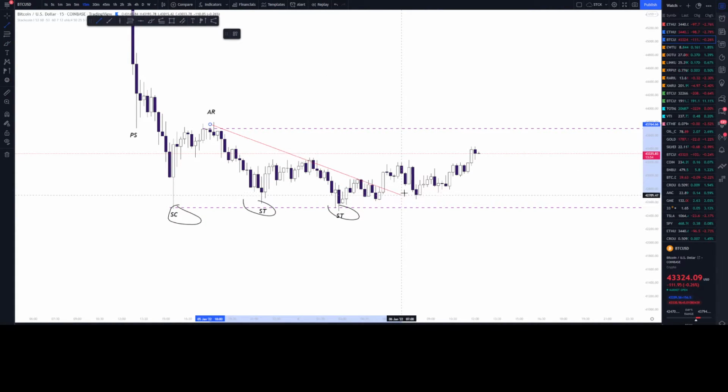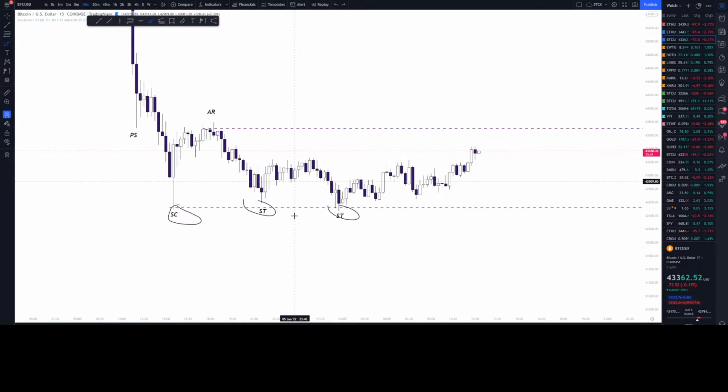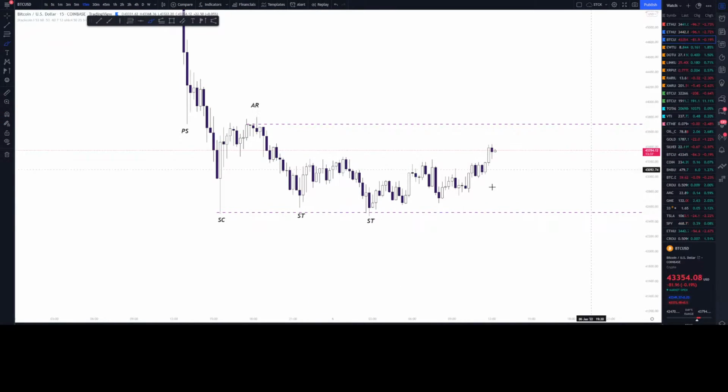Usually you want this part after the second push to go back at least 50%, and it kind of did into the trading range. So it could be already over. How are we going to differentiate whether it's over or the schematic is still building itself?